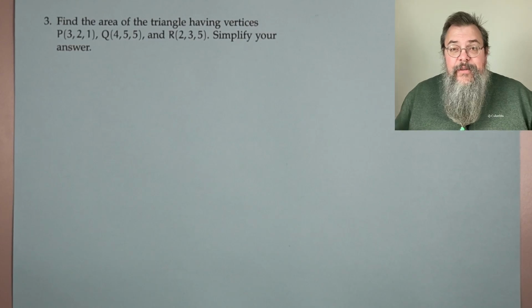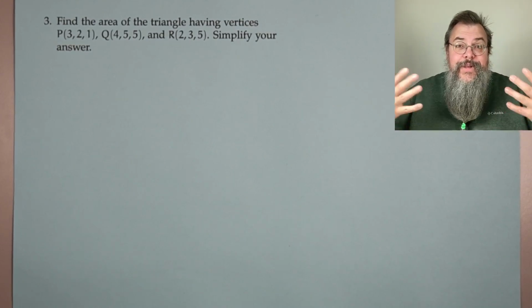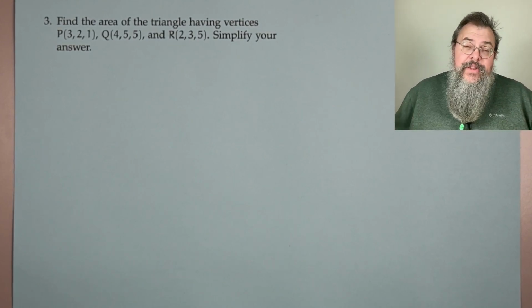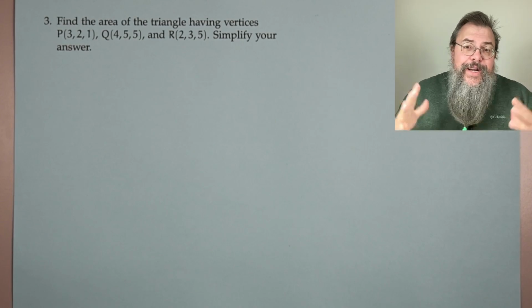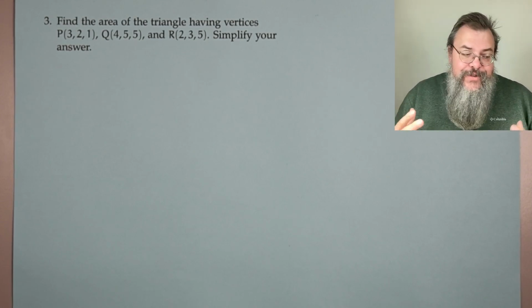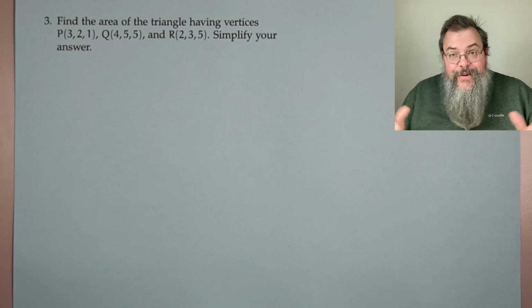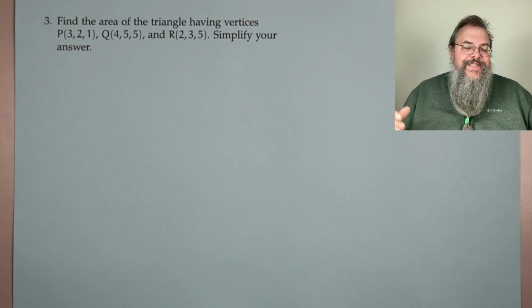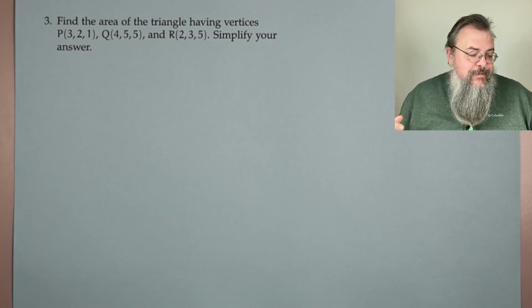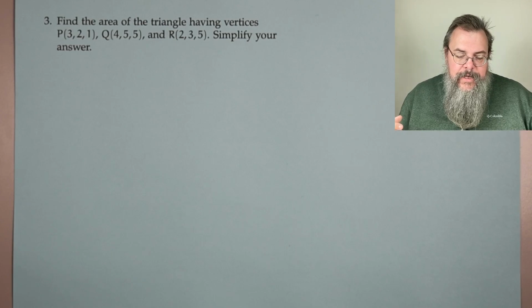Now when you see things like simplify your answer, we should hope it simplifies. Basically, try to get as much down as you can. If there's a square root involved, spoiler alert, there may be square roots involved when you find areas of triangles. Look for squares inside them. But let's see what's going on.